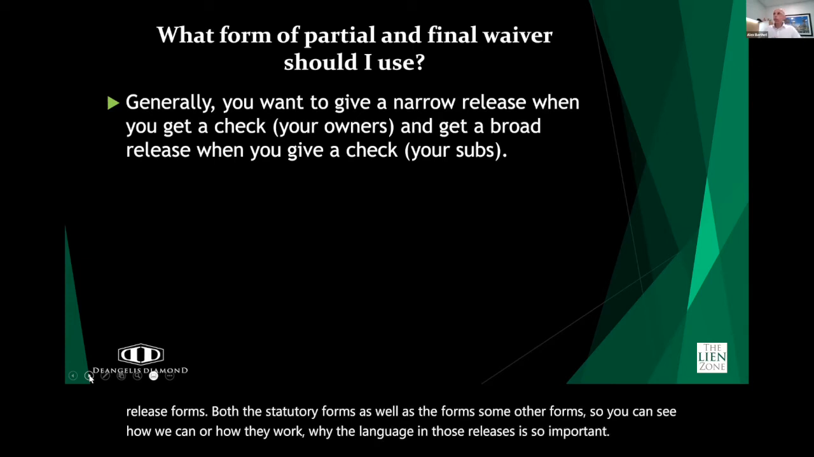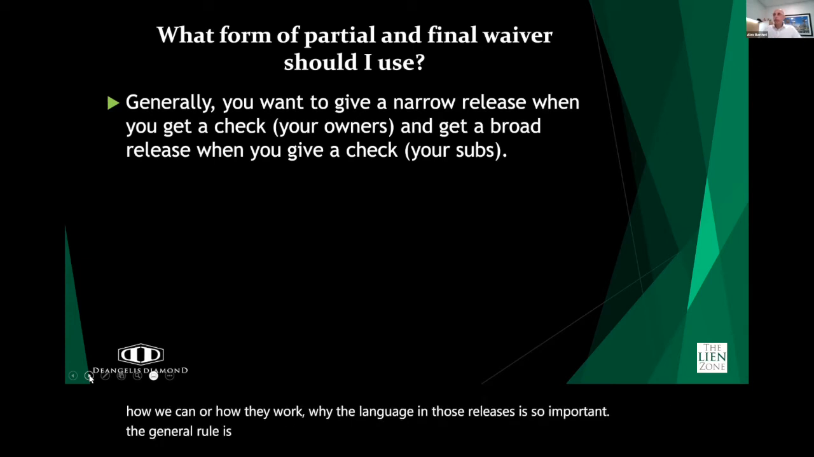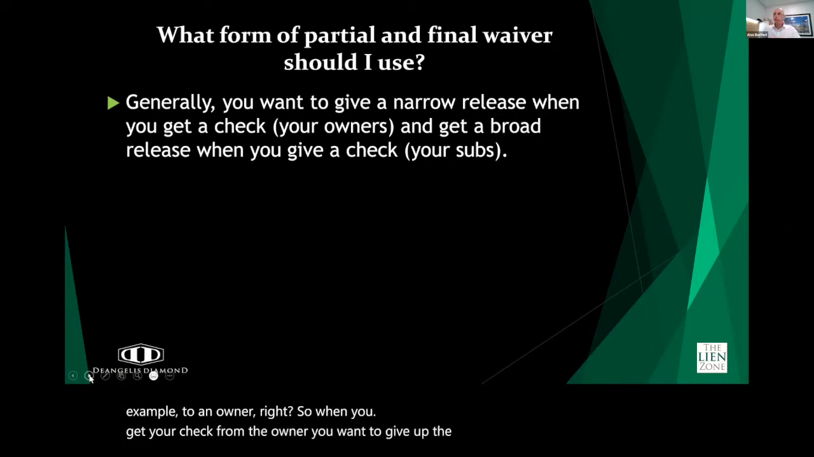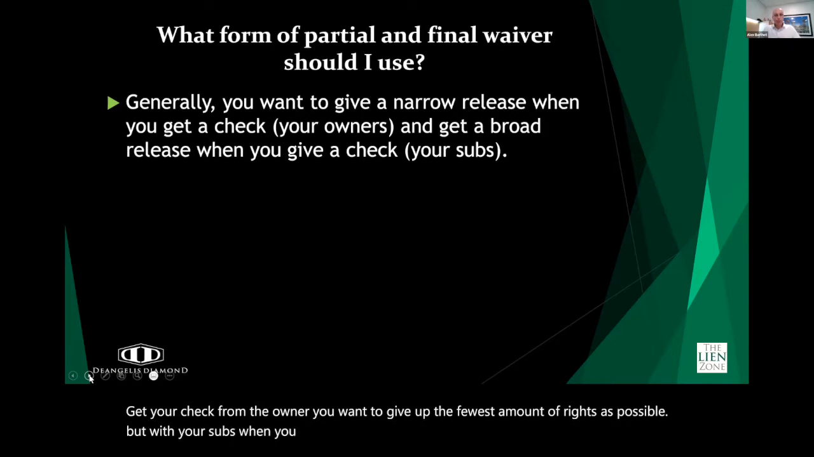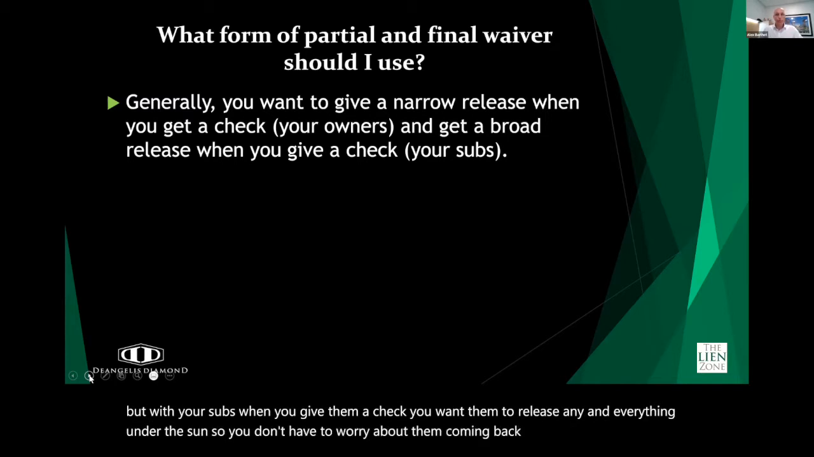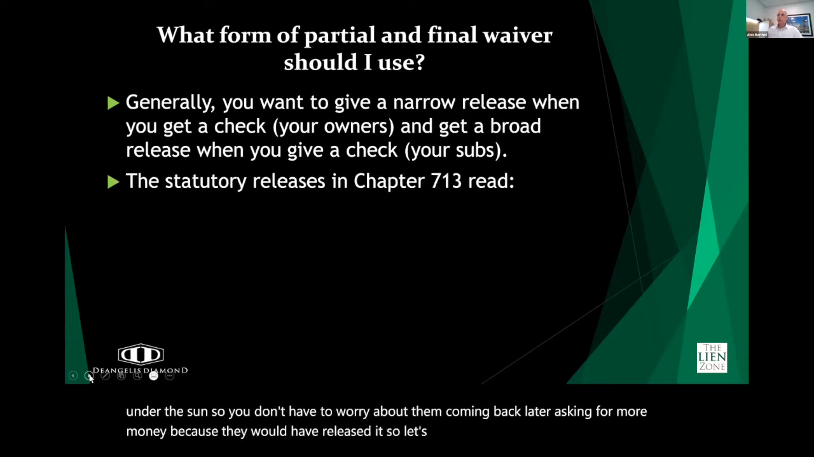The general rule is that you want to give a narrow release when you get a check. So for example, to an owner, right? When you get your check from the owner, you want to give up the fewest amount of rights as possible. But with your subs, when you give them a check, you want them to release any and everything under the sun, so you don't have to worry about them coming back later asking for more money because they would have released it. So let's take a look at some of these release forms.